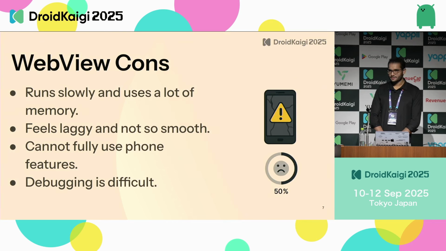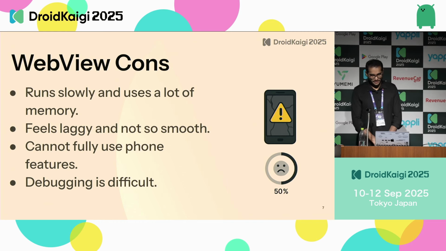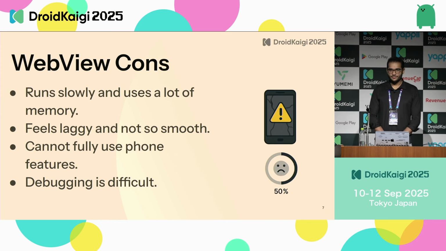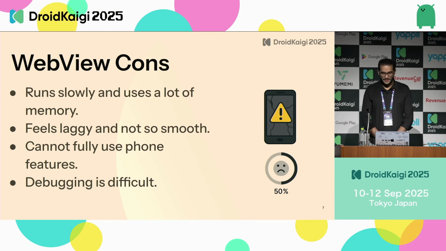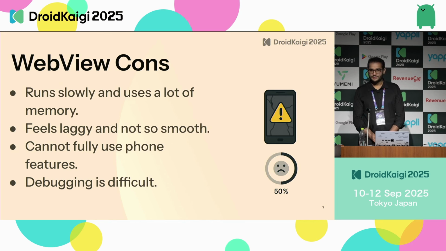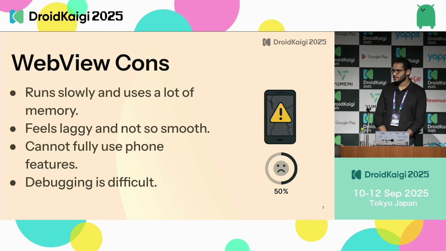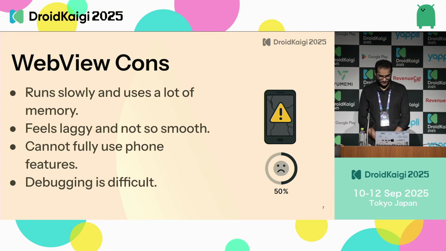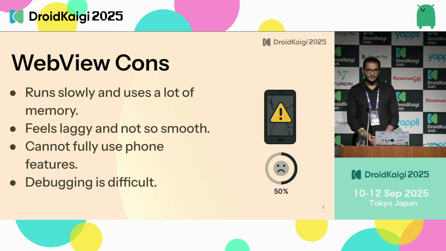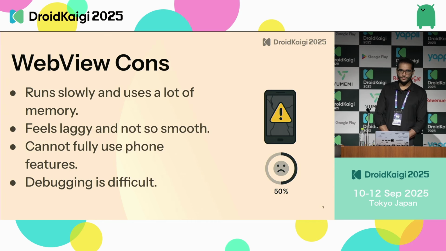WebViews feel slow. They use very high memory. Screens can instantly feel non-native. Even new users can spot a difference between a web screen and a native screen. WebView may not access device hardware-specific features like NFC and sensors. Debugging is also very hard when we use a mix of WebView and Kotlin native apps or Swift native apps.